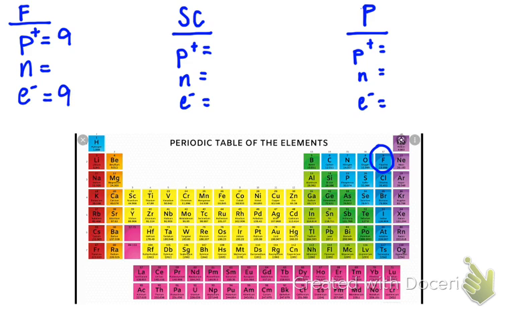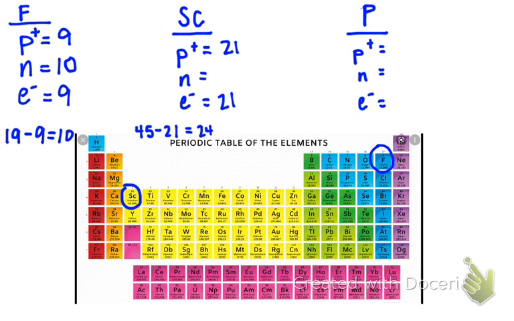Fluorine would have 9 protons and 9 electrons. The atomic mass of fluorine rounds up to 19. So 19 minus 9 would mean I would have 10 neutrons. Scandium is here on the left side. Protons and electrons would both be 21. And to find my number of neutrons, I round its atomic mass up to 45. So 45 minus 21 leaves me with 24 neutrons.